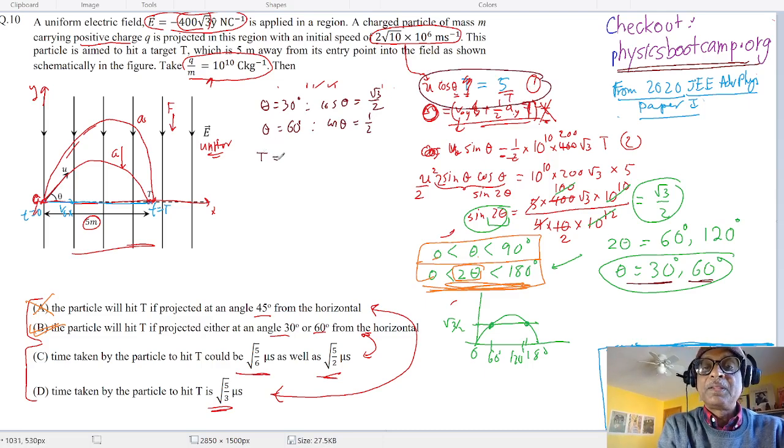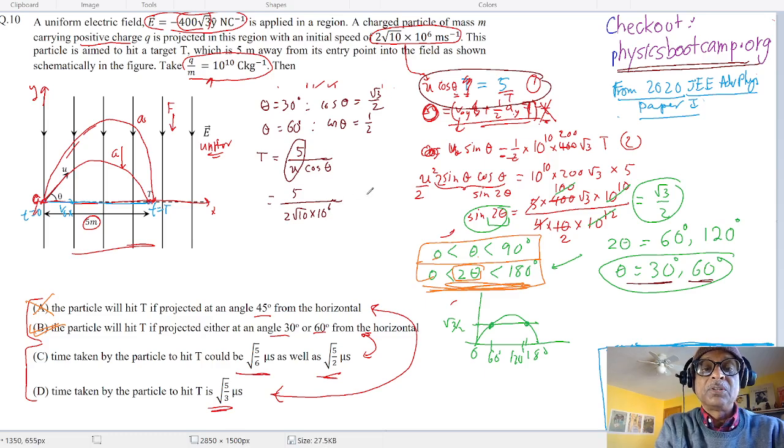So t is equal to 5 over u cosine theta. We can just figure that one out separately, and u is 2 square root of 10 times 10 to the 6, in meters per second, so this will be in seconds over cosine theta. If we take this out, that is going to be microseconds. It's a half. One of the square roots cancels out, so this is going to be 5 over 2 times 1 over cosine theta microseconds.